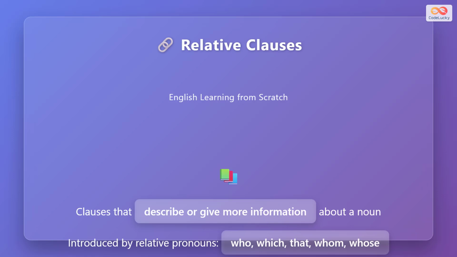Relative clauses are parts of sentences that give more information about a noun. They often start with relative pronouns like who, which, that, whom, and whose. These clauses help describe or identify people or things.